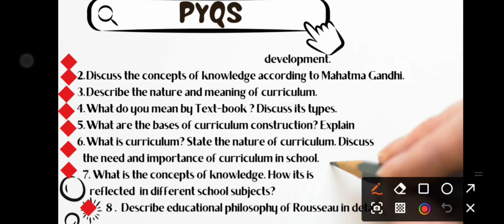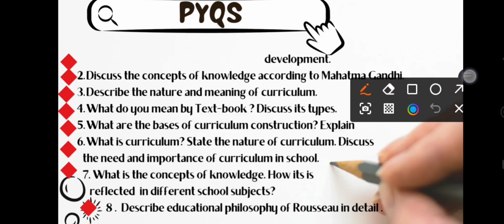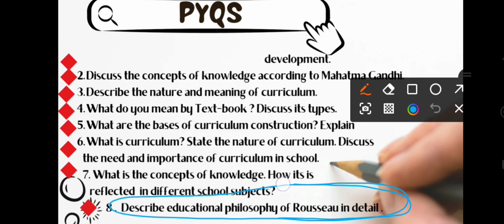Okay. Question number 8, describe the educational philosophy of Rousseau in detail. It is an important repeated question in earlier papers. Among Western philosophers, we are recommended to learn about Plato, Rousseau and Peter. Here the question comes in, describe the educational philosophy of Rousseau in detail.